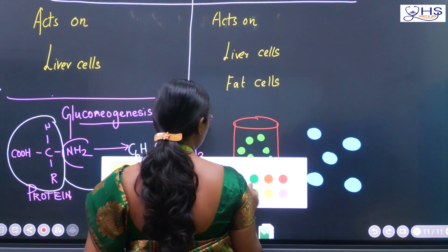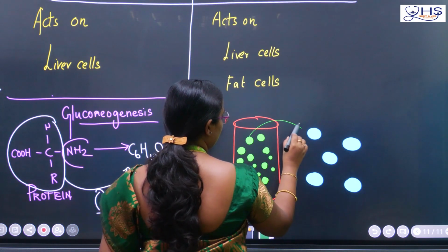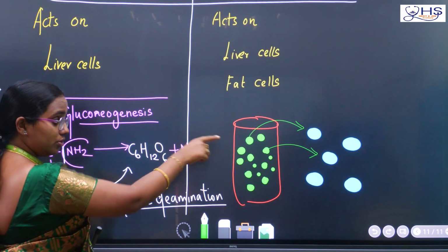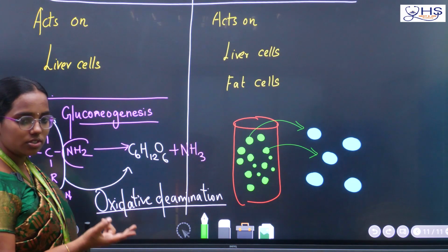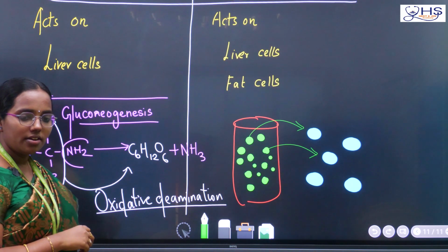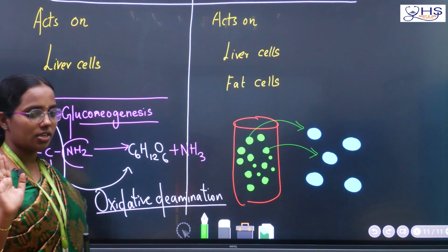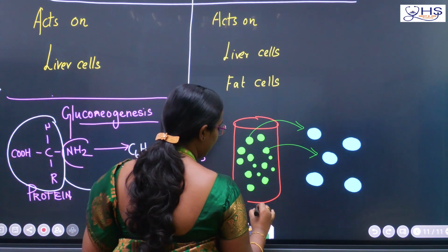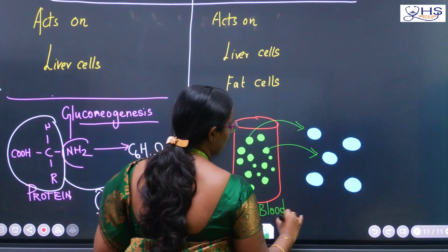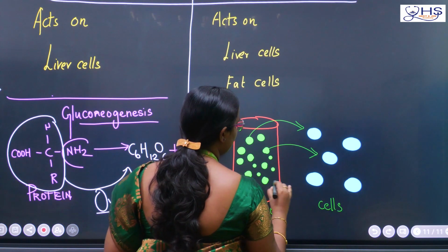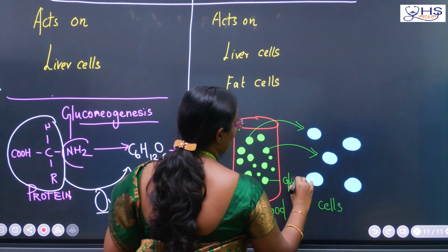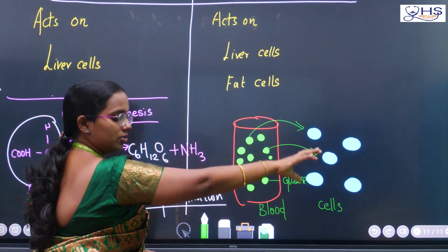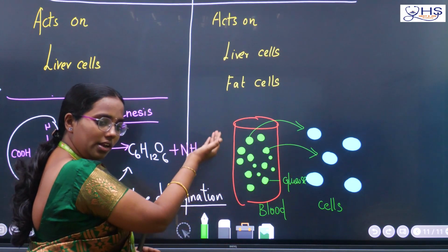If the cells are using the glucose, then what happens to the glucose level in blood? Decreases. If cells are not using, it increases. It remains in the blood. So, here you see, this is blood and this is cell and this is glucose. So, now did you understand cellular uptake and utilization? If cells are using more and more glucose, then automatically the concentration here will decrease.